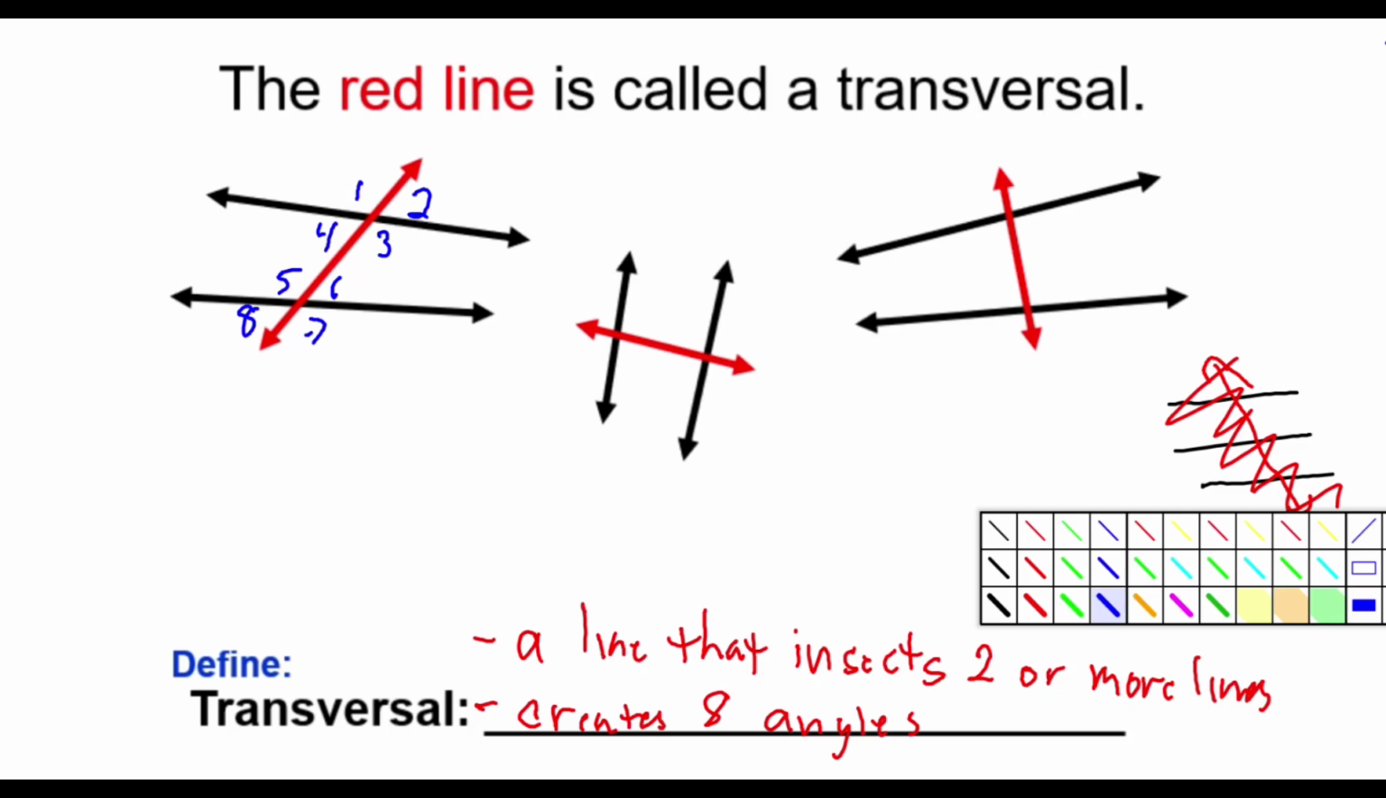And that's going to be very important, because remember, this chapter is about angle pairs, and now we're going to have to start to define some of these pairs. All right, so hopefully you understood that, and let's see what else we can learn.